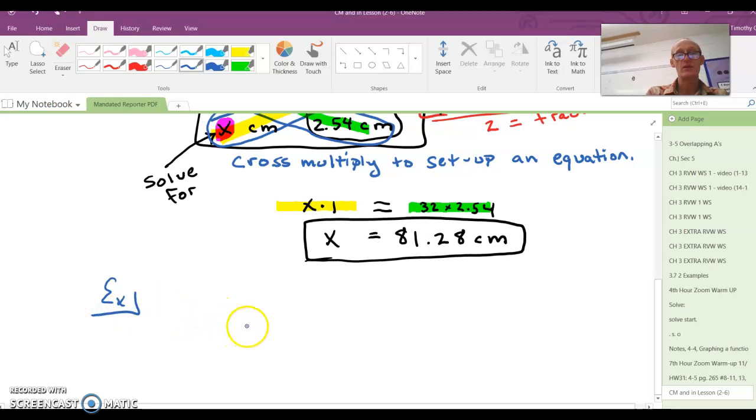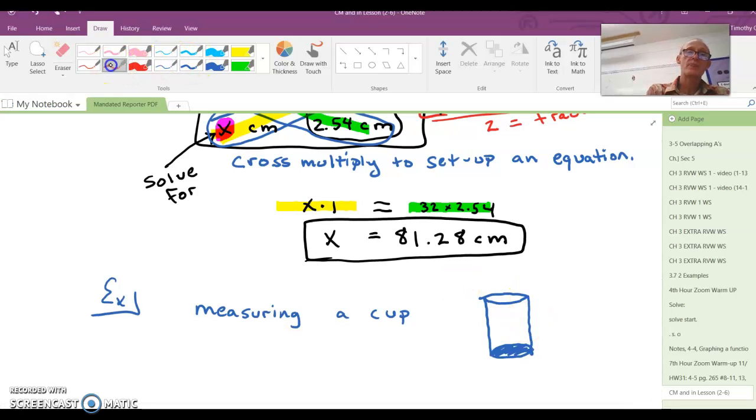Let's say we're measuring a glass of water, a cup. So here's the cup. It's got a base, and then it's got a top. You measure the cup from top to bottom, and you get 13 centimeters. And you want to know how many inches is that?